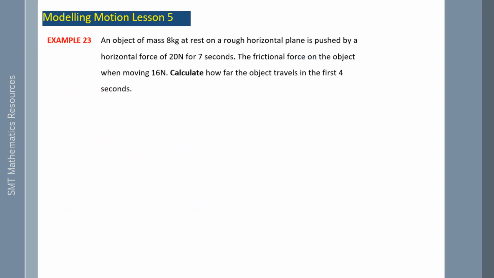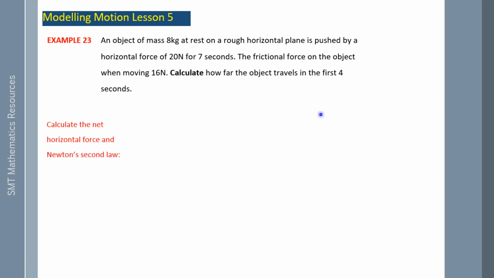Example 23. An object of mass 8 kg rests on a rough horizontal plane, is pushed by a horizontal force of 20 newtons for 7 seconds. Frictional force of the object we're moving is 16 newtons. So you've got one direction, it's being pushed by 20 newtons, and the force opposing it is 16 newtons. Calculate how far the object travels in the first 4 seconds.